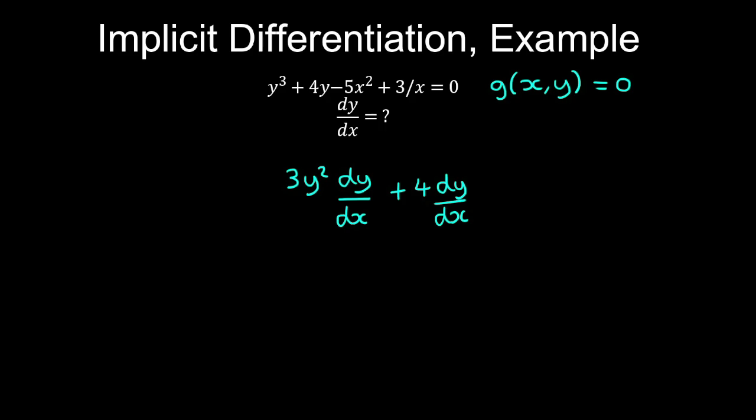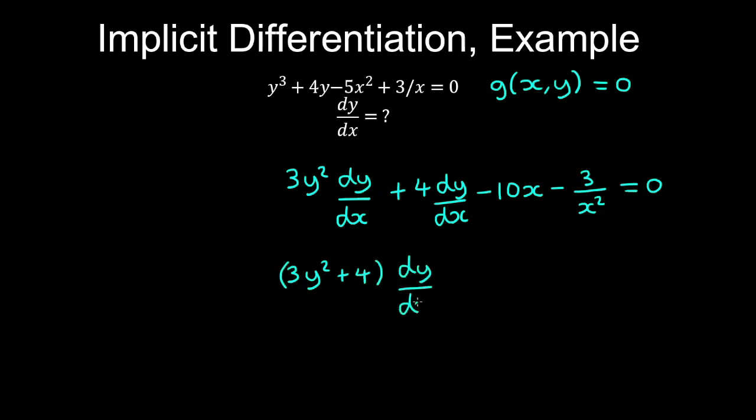And for the x terms, we differentiate with respect to x directly. So 3x to the minus 1 becomes minus 3x to the minus 2, or minus 3 on x squared. And that's all equal to 0. And now we can factor out dy/dx, and put the remaining terms on the other side of the equation. And then dividing through by this term gives us the final result.